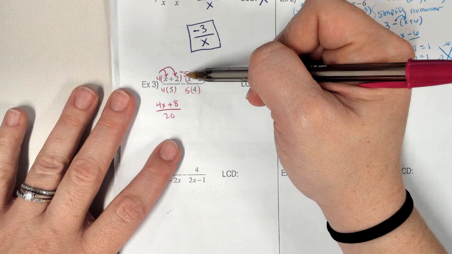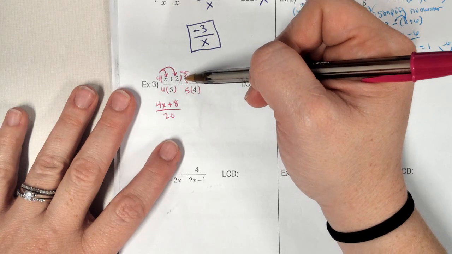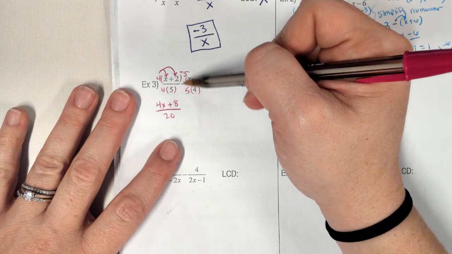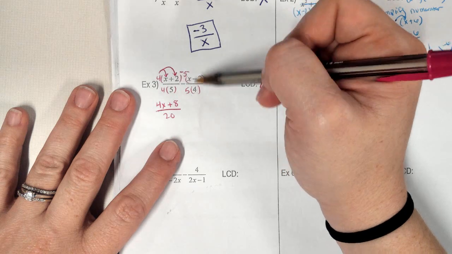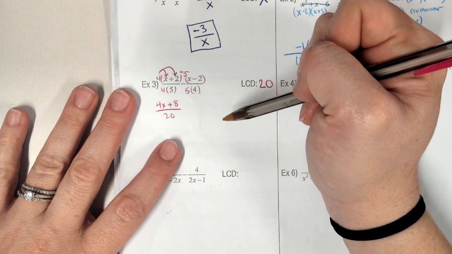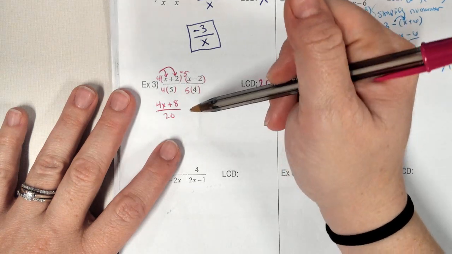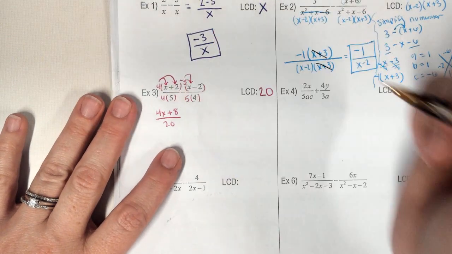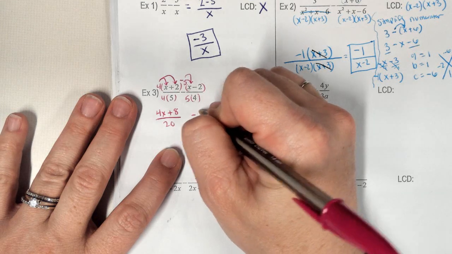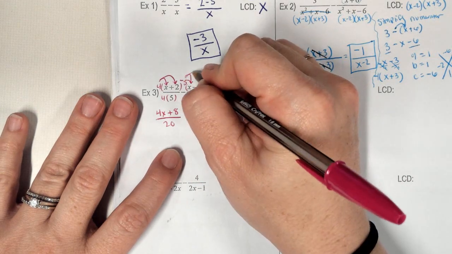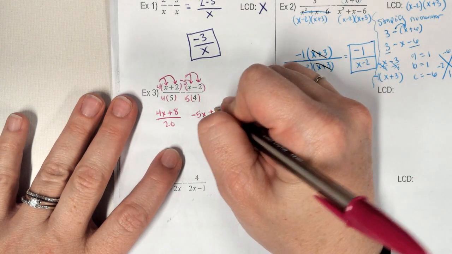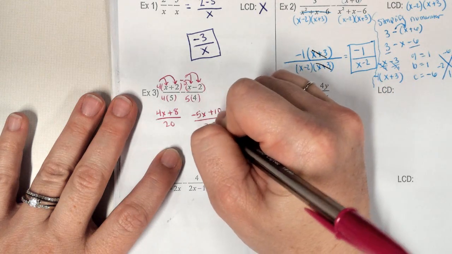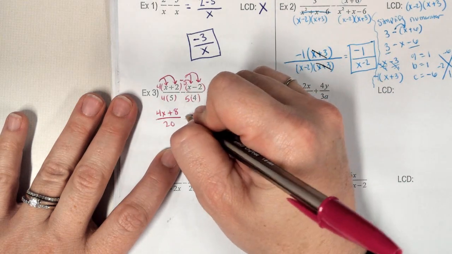Here's my thing, though. If you didn't bring it up, that'd be okay. But you would have to distribute the 5 and then come back later and distribute the negative. Do you want to distribute them separately? No. So always pay attention to what's in the middle. Let's distribute the negative and the 5 together. Negative 5 times x is negative 5x. Negative 5 times negative 2 is positive 10 over 20. And since we distributed that negative, we could put a plus in the middle now.